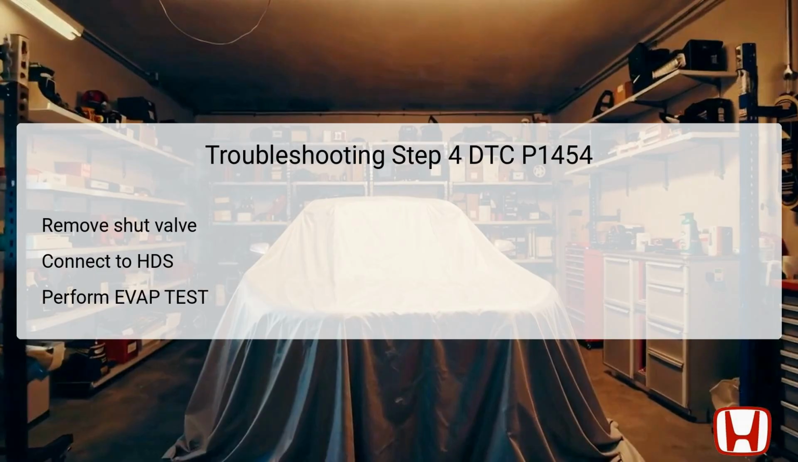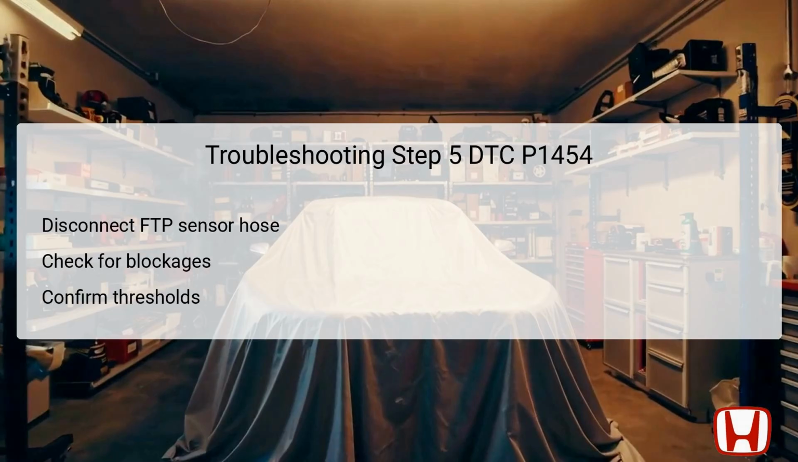However, if it demonstrates any signs of failure, such as not operating correctly, it will need to be replaced to restore proper function to the EVAP system. In the fifth troubleshooting step for DTC P1454, you'll need to disconnect the vent hose from the fuel tank pressure FTP sensor for examination. Ensure the vehicle is turned off/lock prior to this step.